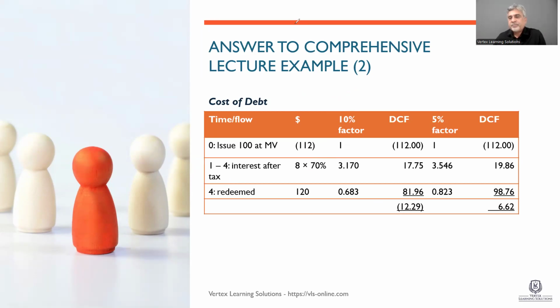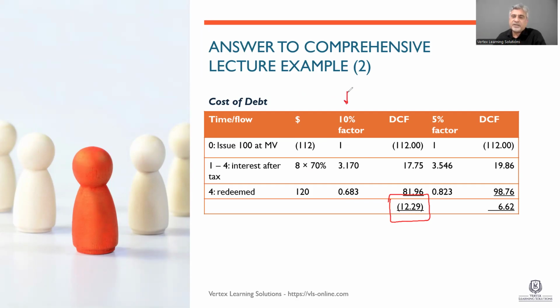Now you remember that to calculate IRR, you need two NPVs. One has to be negative, one has to be positive. You've got a negative NPV already, and now you need a positive NPV. So if you want to increase NPV, you decrease the discount rate.